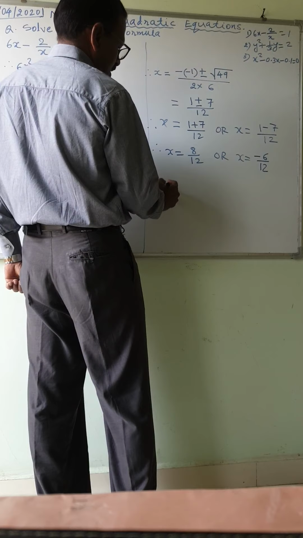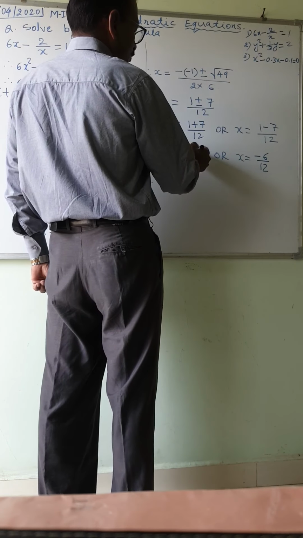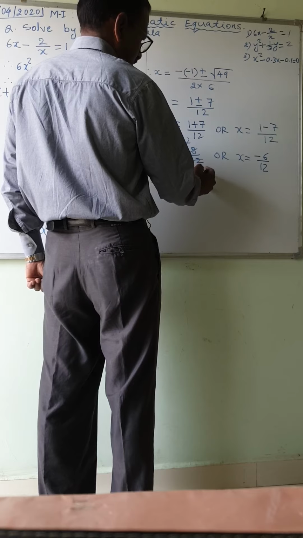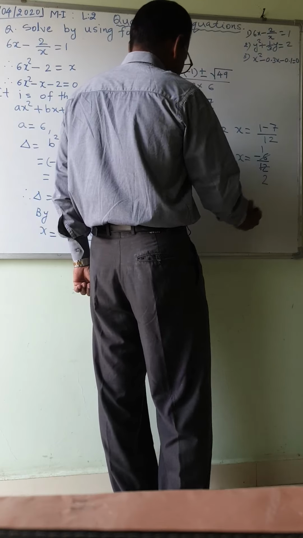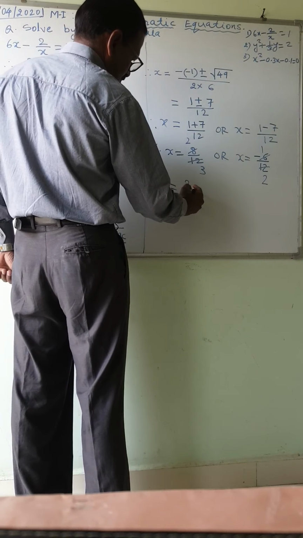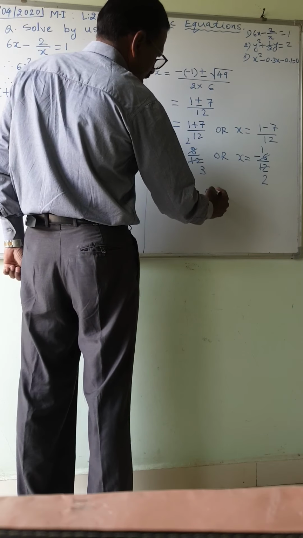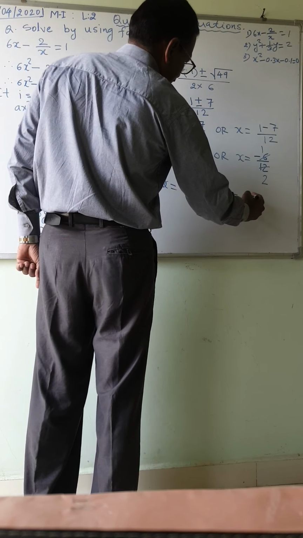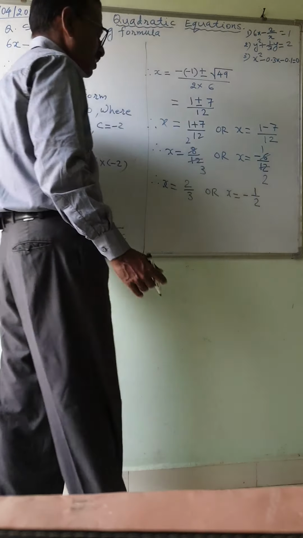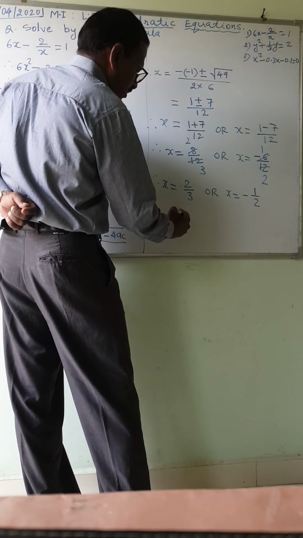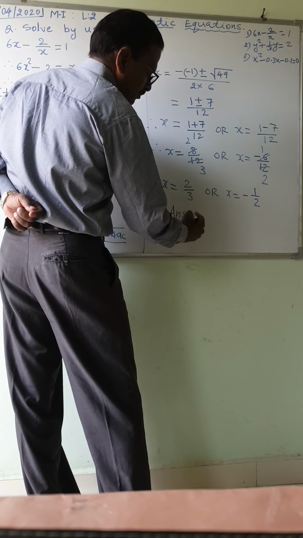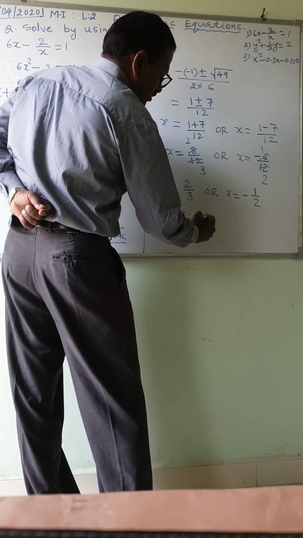Therefore, I can reduce it. 4 2s are 8, 4 3s are 12, 6 1s are 6, 6 2s are 12. Therefore, x is equal to 2 upon 3, or x is equal to minus 1 upon 2. The answer you will write, answer x is equal to this, or x is equal to minus half. You have to write it in the last step. Answer: x is equal to 2 upon 3, or x is equal to minus half.